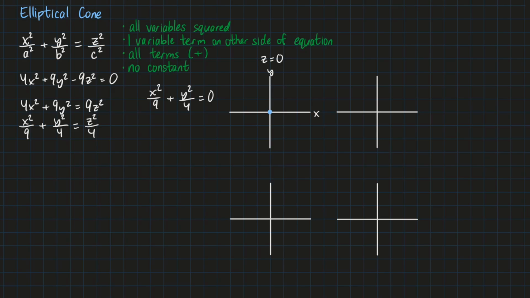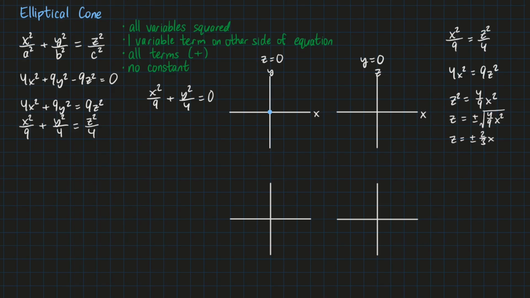If we look at the xz plane, this is when y is set equal to 0, and we have the equation x squared over 9 equals z squared over 4. We can cross multiply, and then we can isolate for the variable which has the vertical axis, which is z in this case. And then z equals plus or minus 2/3 x. And that's just a linear plot.